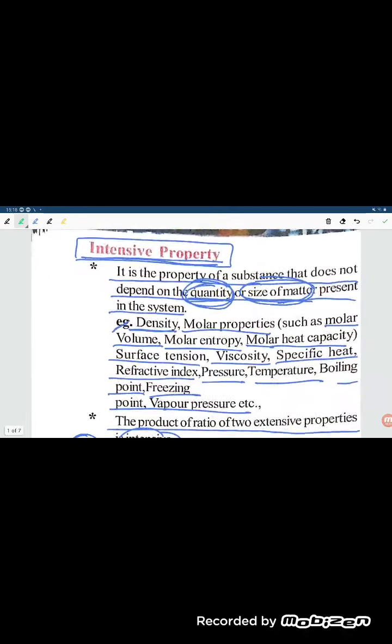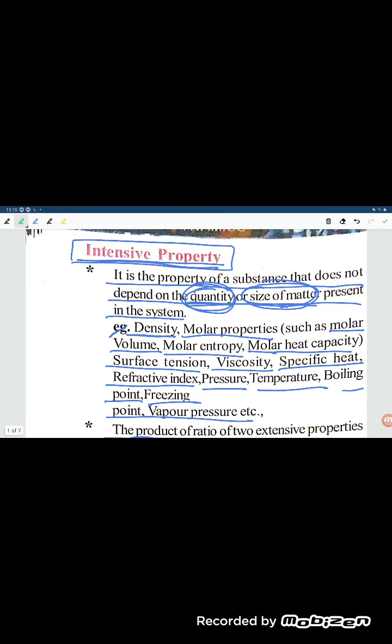I hope it will be helpful, students. Thank you so much for watching. Just keep in mind, students, that an extensive property depends on the amount or size of the matter, but an intensive property does not depend on the quantity of the matter or even on the size of the matter. So this is all about intensive properties.